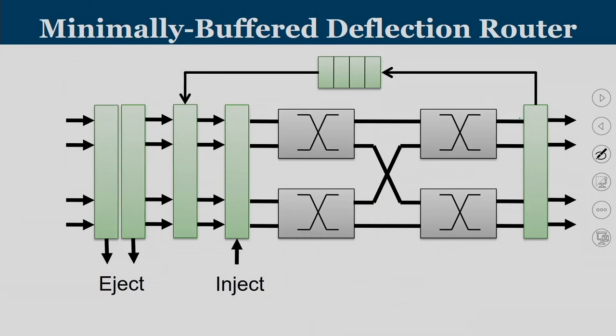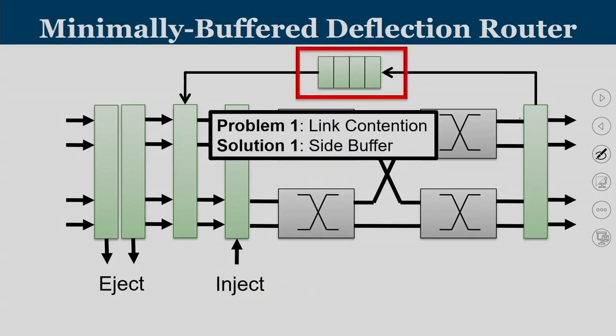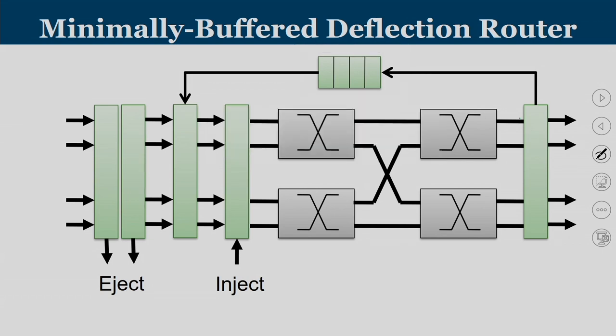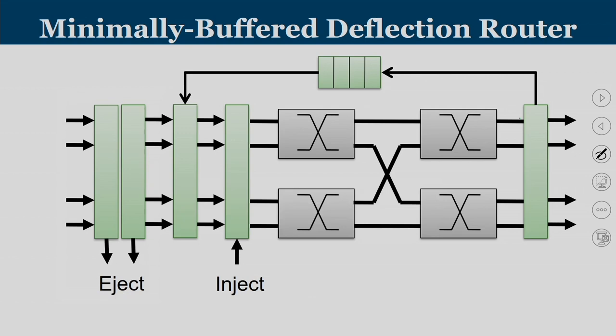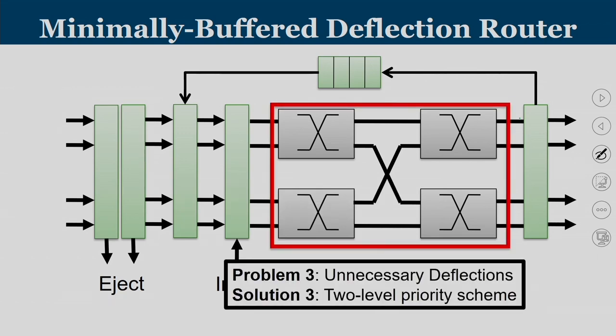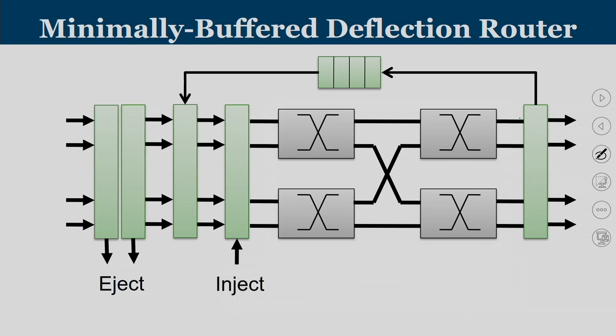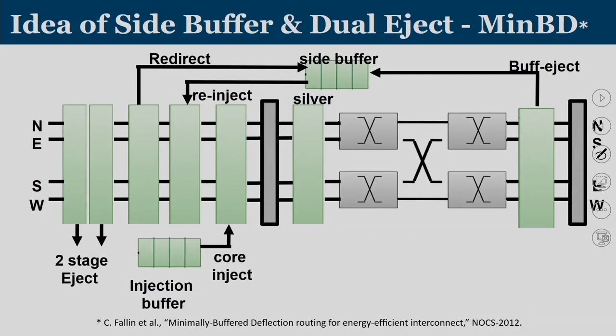Now, this is called the concept of the minimally buffered deflection router. Whenever you have link contention, the solution is a side buffer. Second, the ejection bottleneck is handled by two ejection stages. Third, we are going to have a two-level priority scheme by introducing the silver flit concept, and the silver flit always gets a productive port in the current router. The idea of side buffer and dual eject MinBD was published by Chris Fallin and his colleagues at the NOCS Network on Chip Symposium conference in 2012.